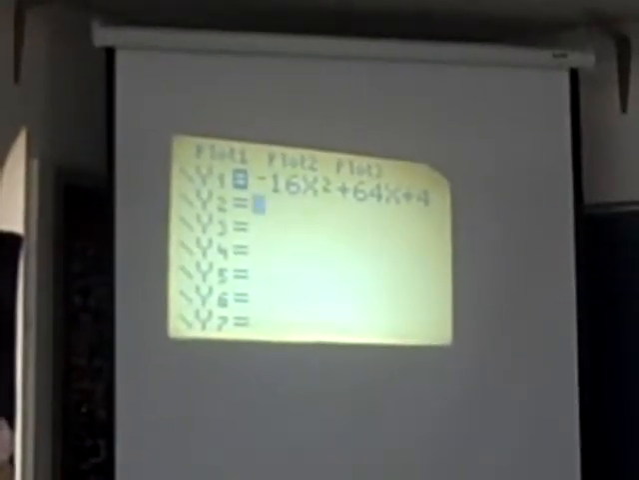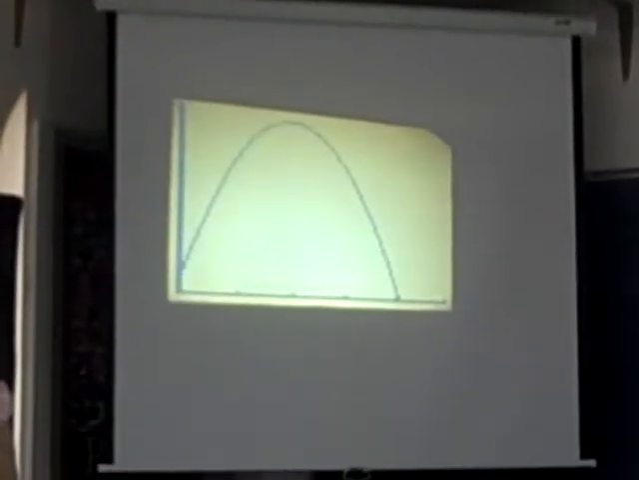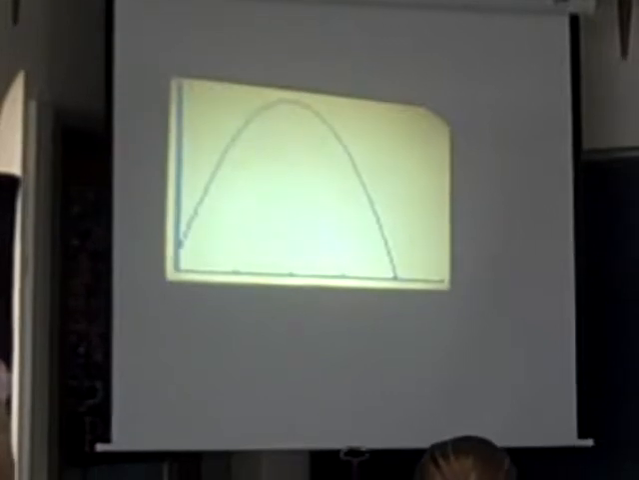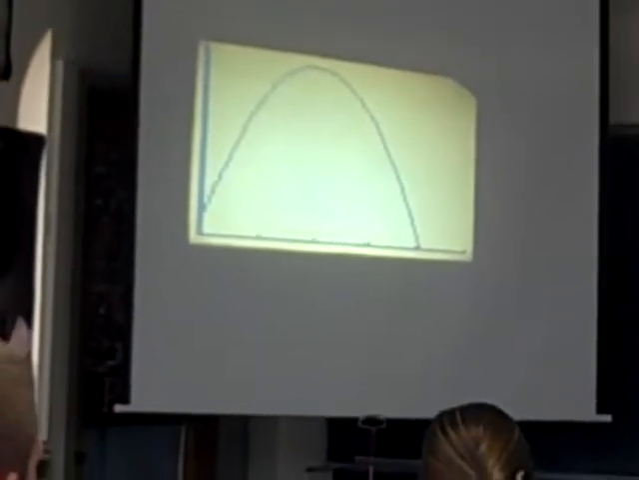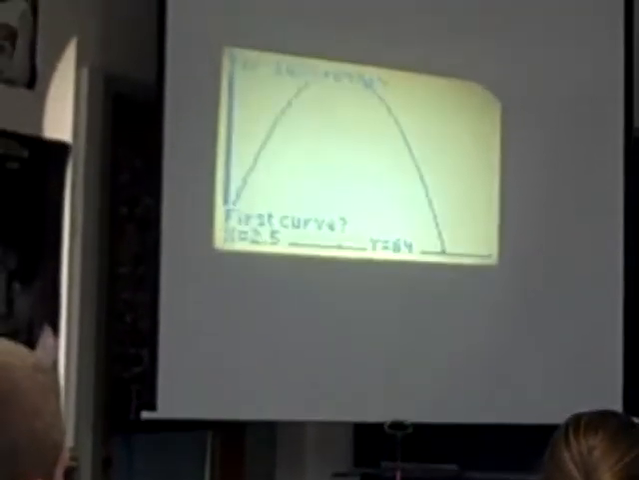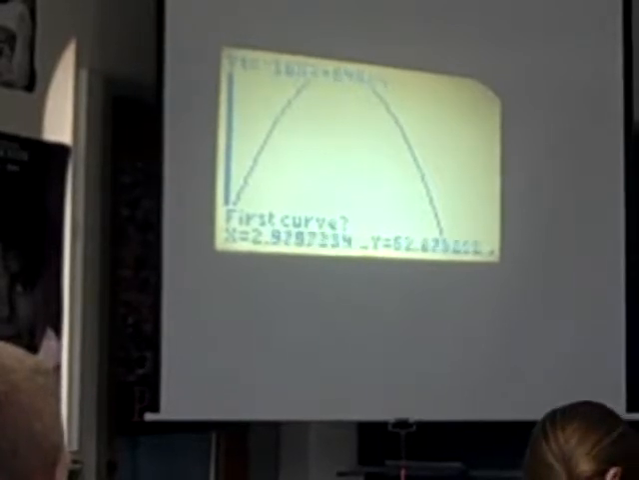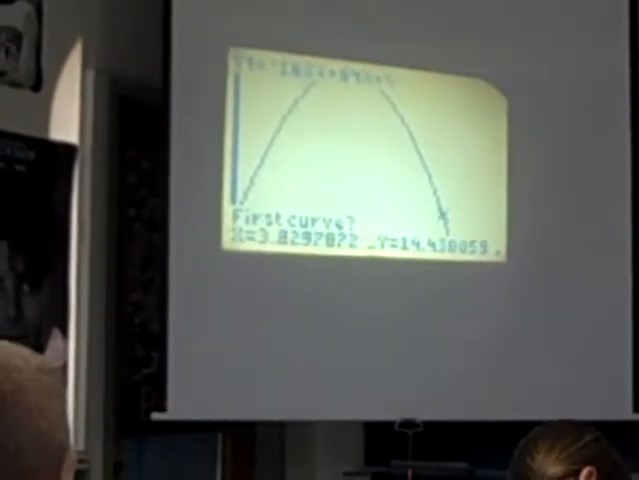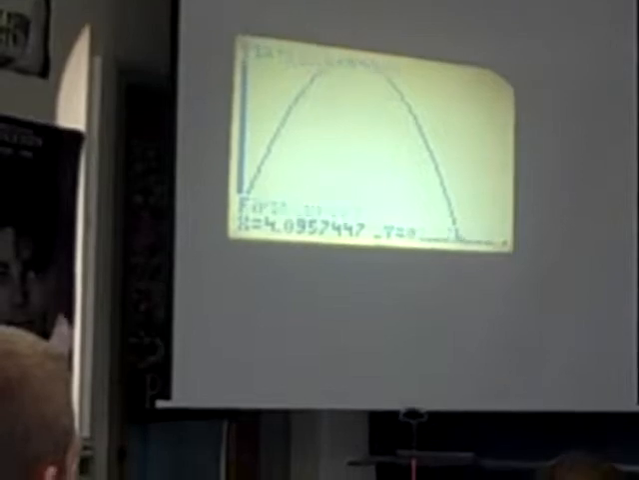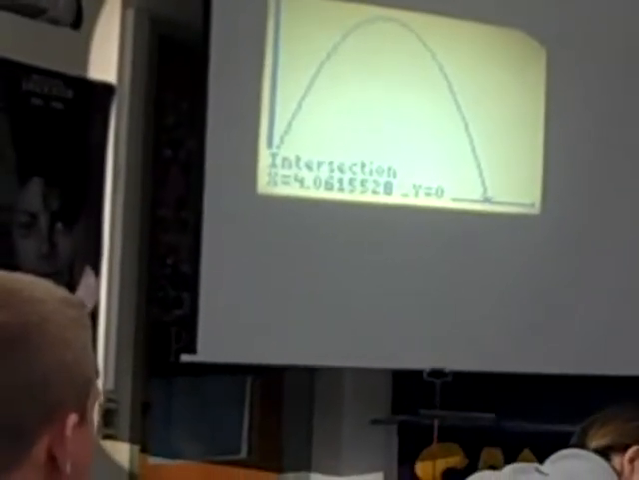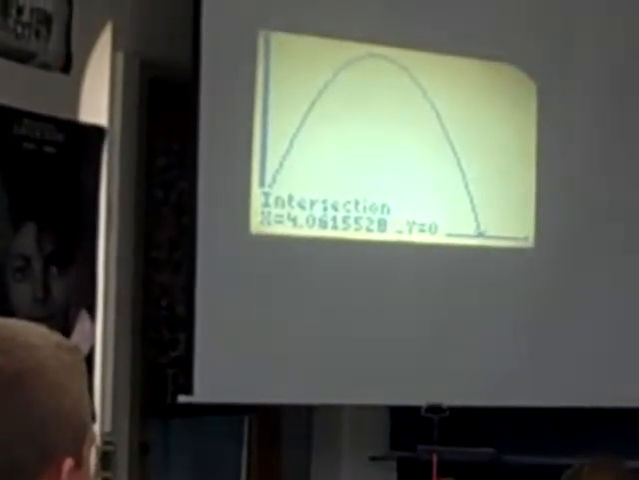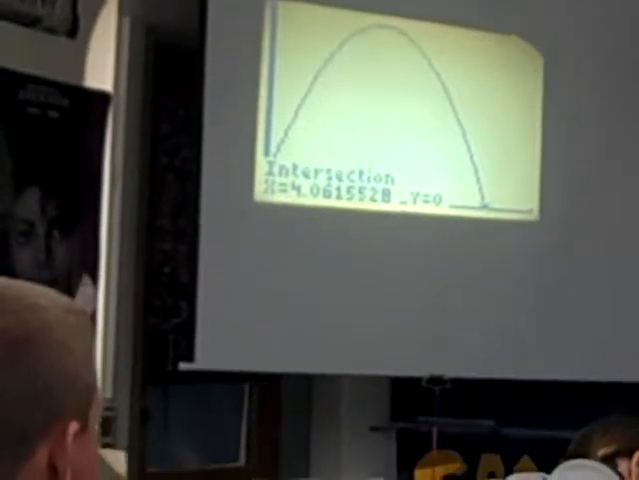So my Y2 is ground. I draw my parabola, I copy my windows, I go back to my graph, I second trace intersect. I want to know when it hits the ground for the second time, so I go over to the second root, enter, enter, enter, and it looks like 4 seconds. Is that correct? Round to the nearest hundredth.